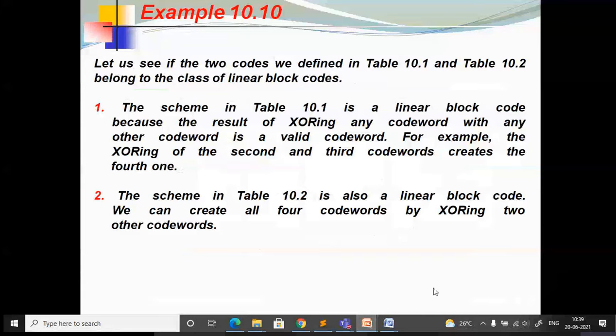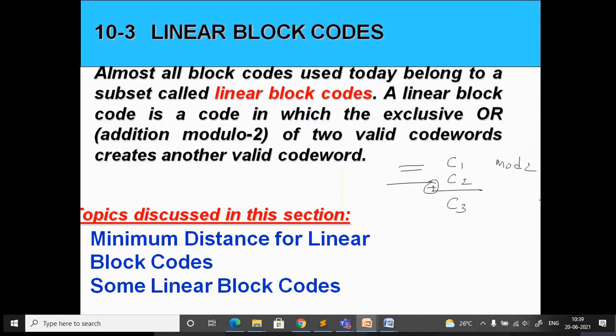Okay. So here let's go to understand what is linear block code. What is linear block code, I told? If you add two code words, you are going to get the third code word. If this is the case, how are you going to calculate the minimum distance in a linear block code?